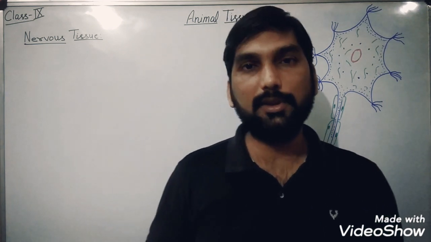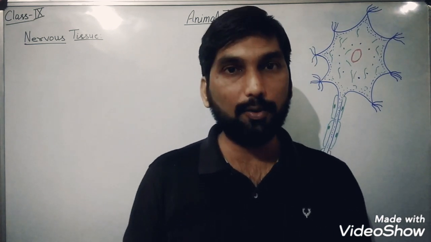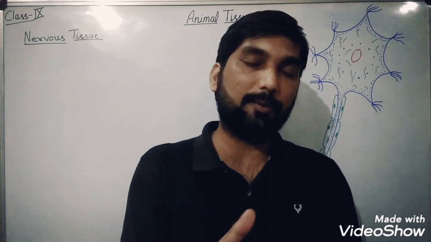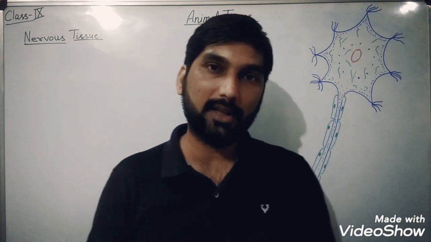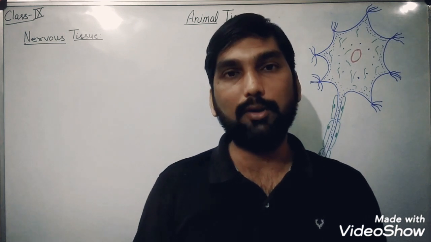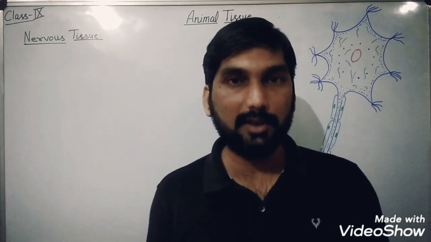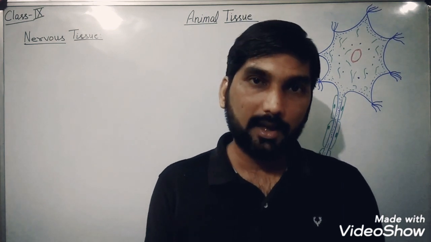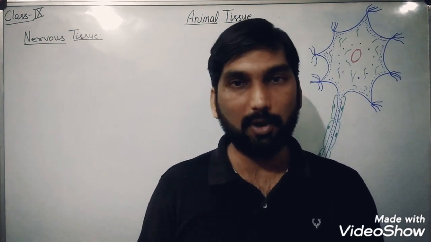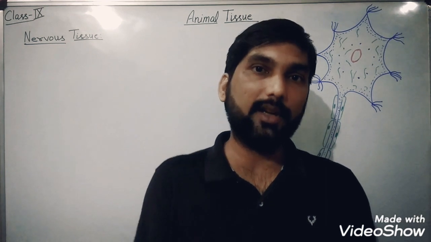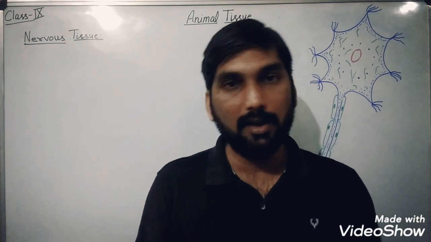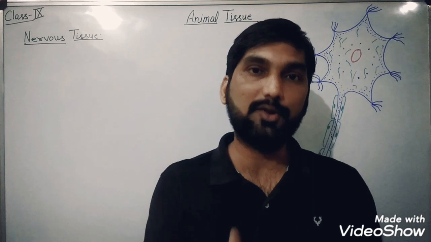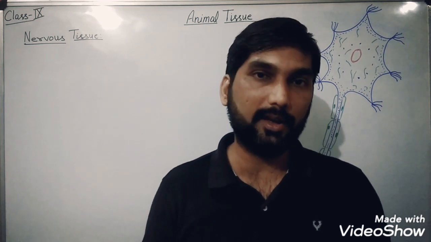In unstriated muscles, we have seen that they do not have any striations of actin and myosin filaments, and that's why they are also known as smooth muscles, and they do not work on our will. That's why they are known as involuntary muscles, and they are present in our visceral organs like the alimentary canal, the stomach, or the small intestine.